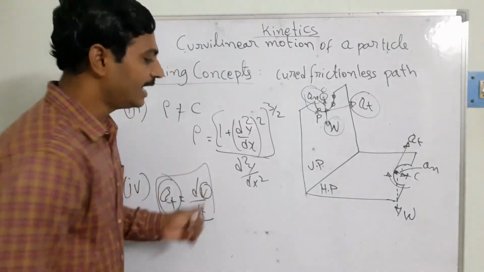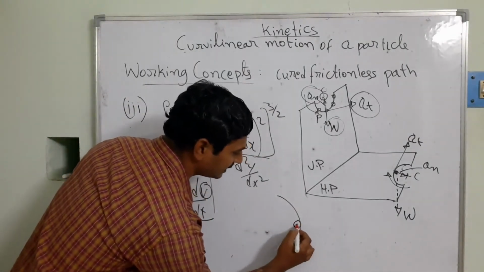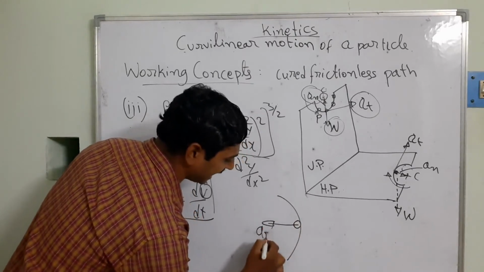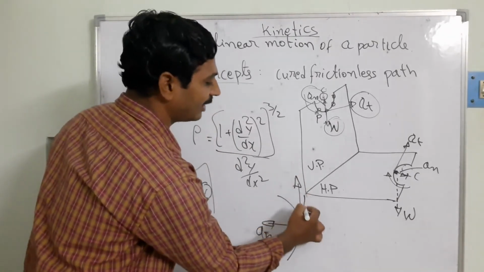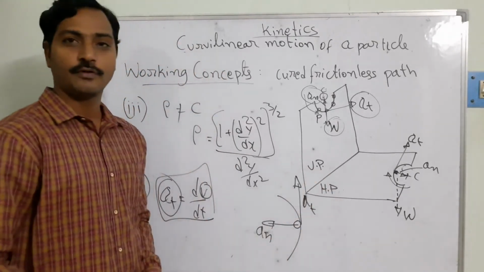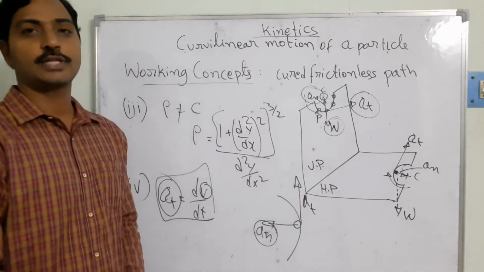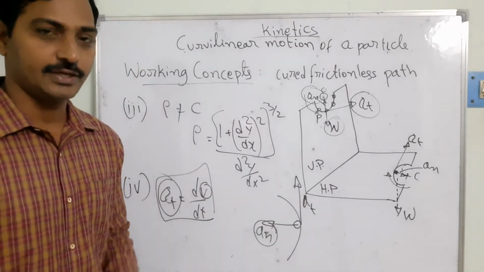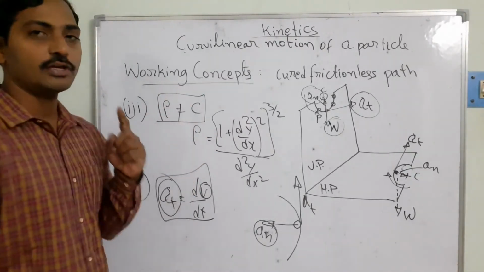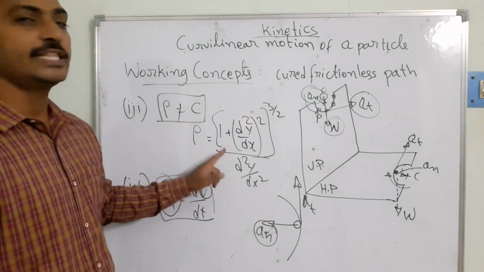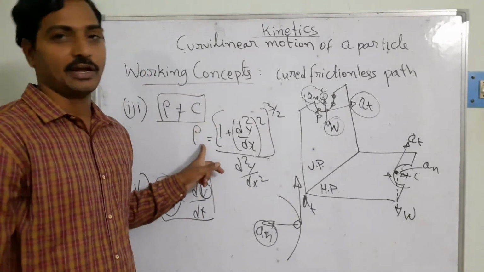Suppose this is the point, your normal acceleration is always acting in this direction, right? The tangential acceleration is always acting in this direction, right? So the normal acceleration is always towards the center of the radius of the curvature. That is the second point. The third point is that when the radius of the curvature is not constant, then by using this equation, we will find the radius of the curvature.